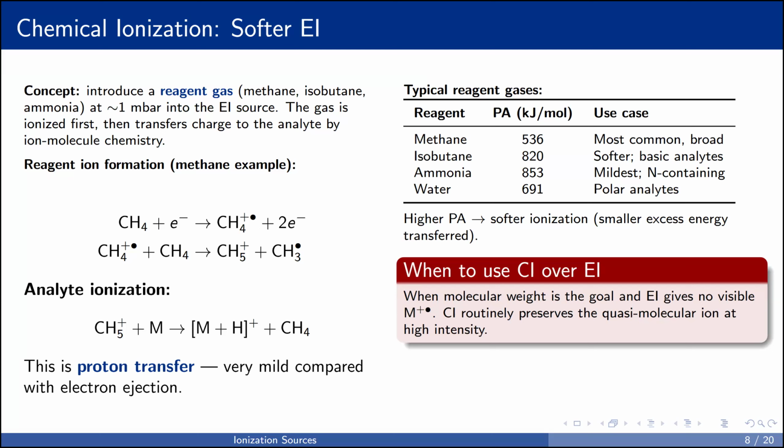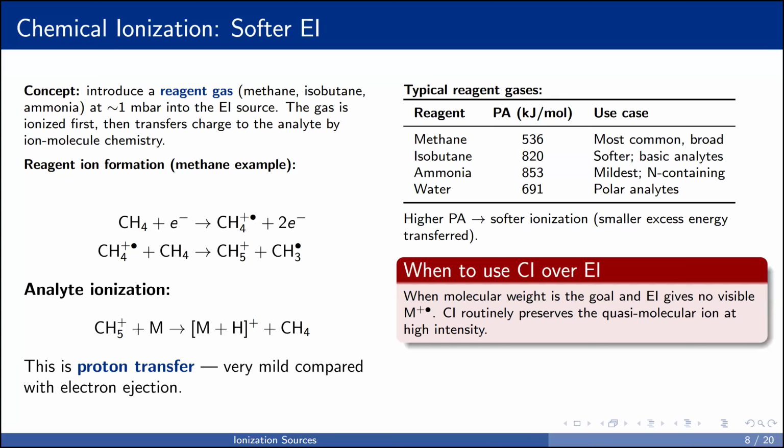Different reagent gases give different softness. The relevant parameter is the gas phase proton affinity, PA. Methane has a low PA, so transferring a proton from CH5+ to the analyte is very energetic. You might still see some fragmentation. Ammonia has a very high PA, so transferring a proton from NH4+ is barely energetic at all, extremely soft ionization. As you move from methane to isobutane to ammonia, spectra get cleaner, but the range of analytes you can ionize at all gets narrower. Ammonia only protonates compounds that are themselves very basic.